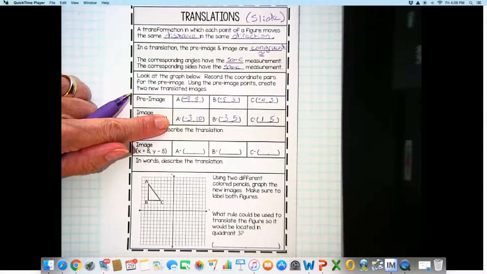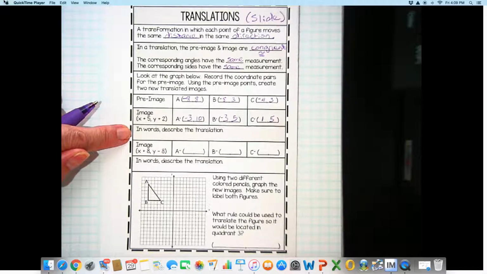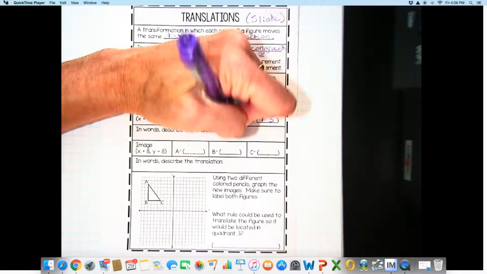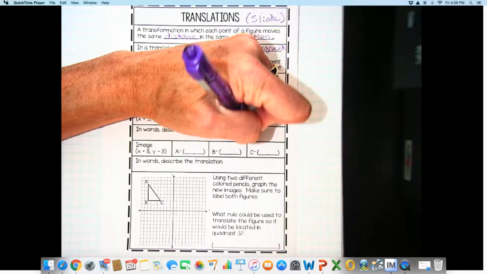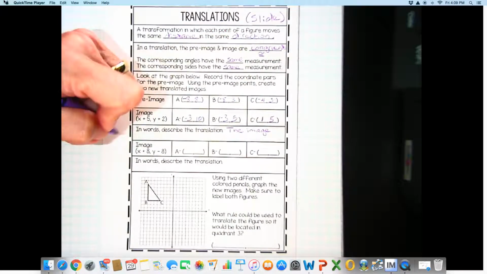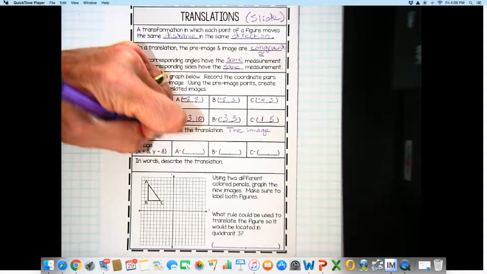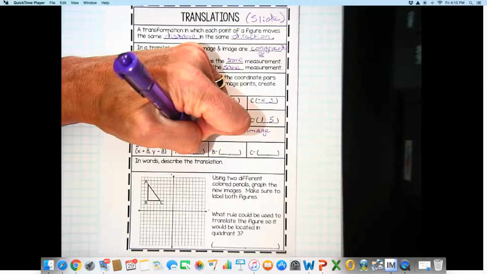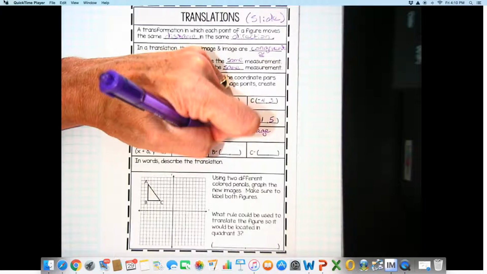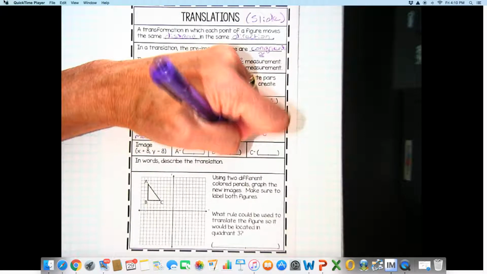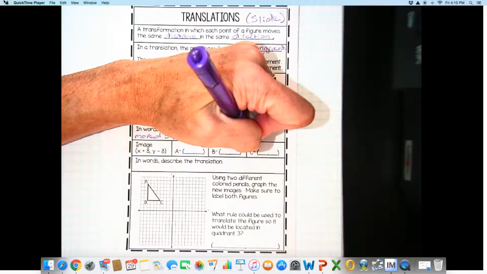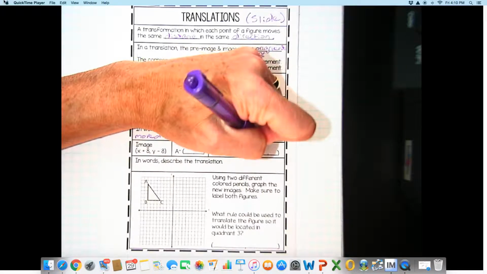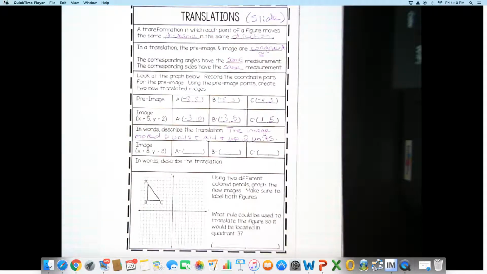Okay, and now we write words to describe this translation. So the image moved 5 units to the right and up 2 units. So let's write that. The image moved 5 units right and up 2 units.